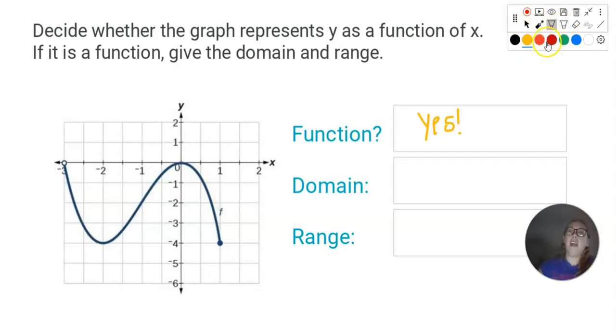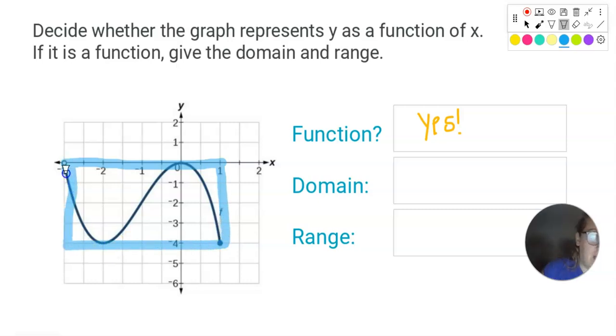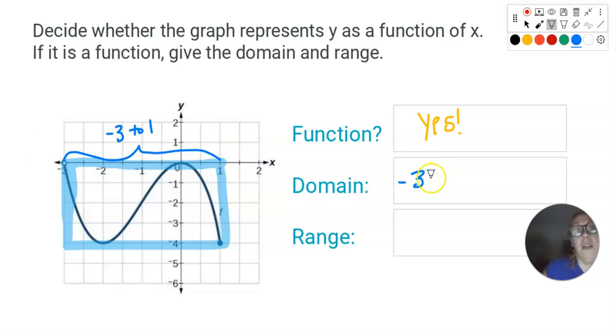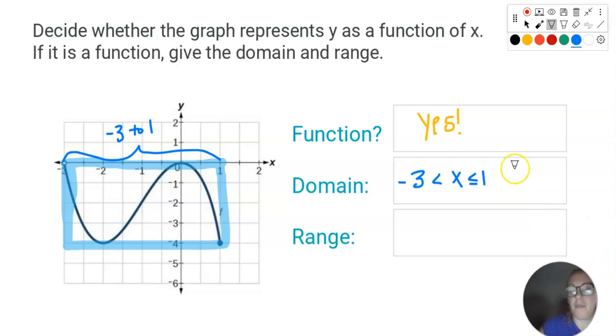Our domain is looking at our x values, right? And our x values go from -3 to 1. Here's our x values, right? -3 is our smallest x value. We're just looking at this length of our x values, which goes from -3 to +1. So we have -3. It's an open circle, so it's less than x, which is less than or equal to 1. Or we can do a -3 with 1, like that.